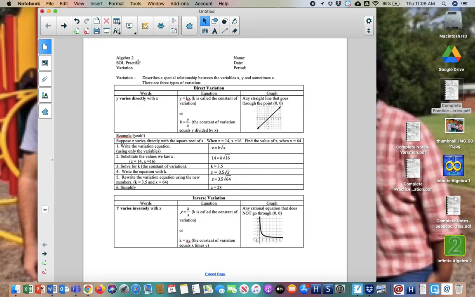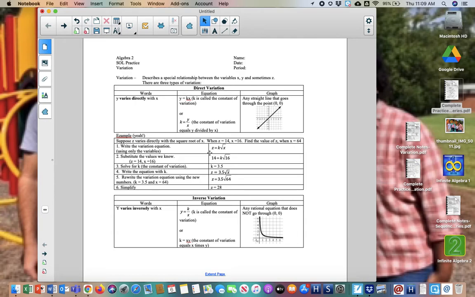Really here for variation. Okay, so first off, we want to talk about what is variation, right? A variation is something that changes, like the word varies. It describes a special relationship between the variables x, y, and sometimes z. Technically, you can have any kind of different variable put in there depending upon the problem and the type. But what's key is the type of variation, okay?